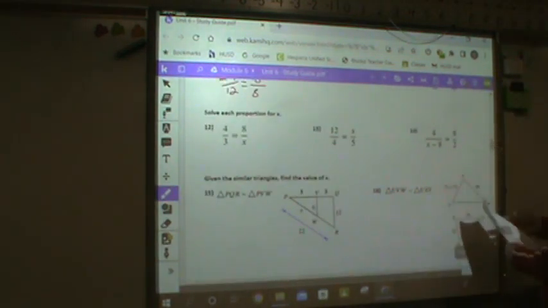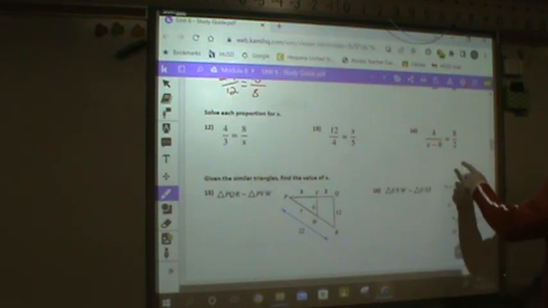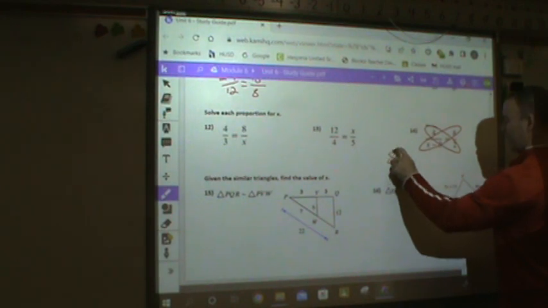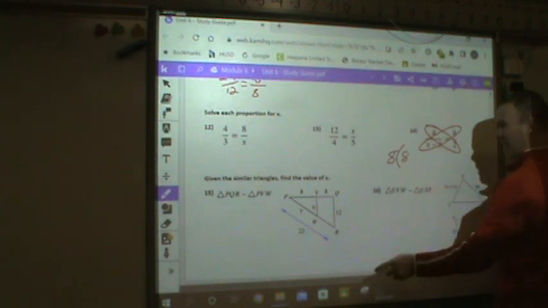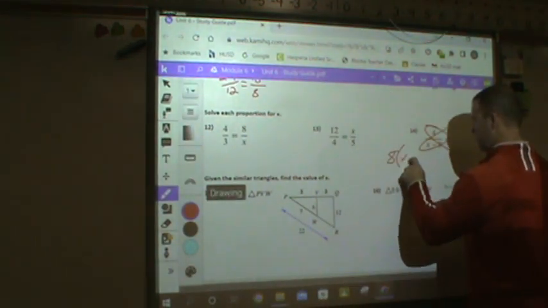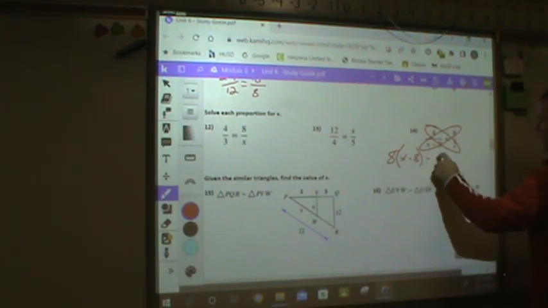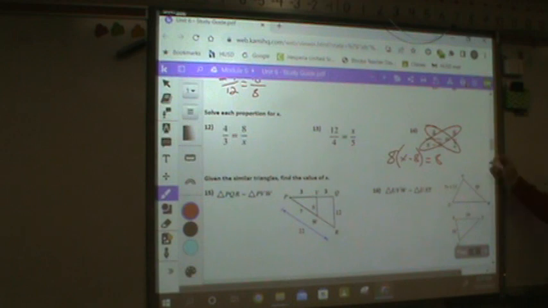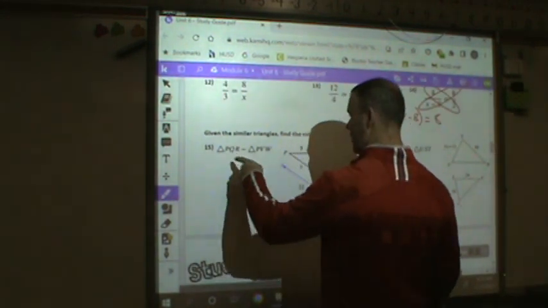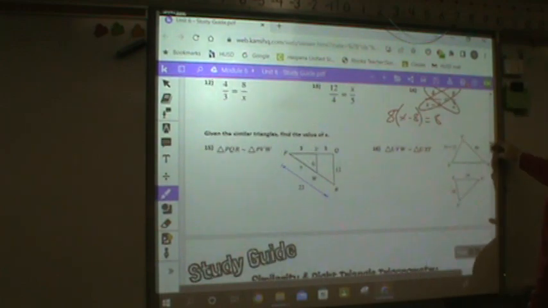Solve each proportion. You solve by cross multiplying, and you should know how to do that. This one over here, make sure you pay attention to 8 times x, not 8 times x minus 8. Remember, that's how you cross multiply that, is equal to 4 times 2, which is 8. Pay attention to that. A lot of students had questions with 15.